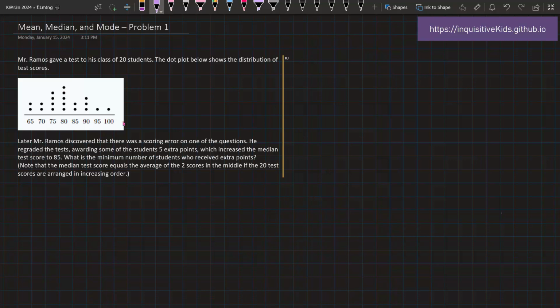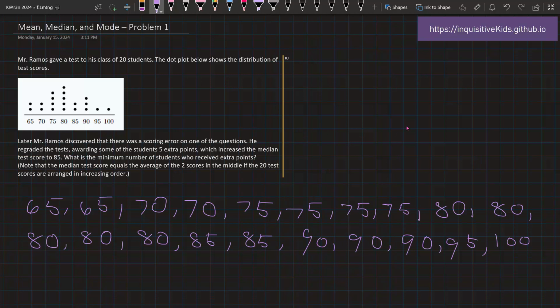So we know that this is a dot plot, but it's really hard to visualize all these numbers when they're dots. So I'm going to write them out like this. Now that we have all of the data written out, let's analyze it. So here we have it arranged from least to greatest, and yes, I did do 2 lines because I could not fit all of this on my screen.